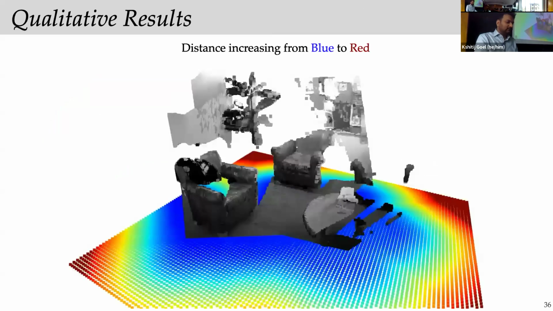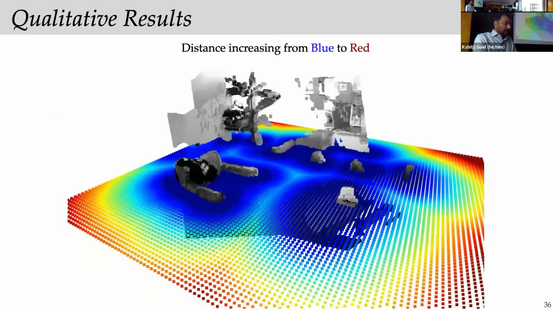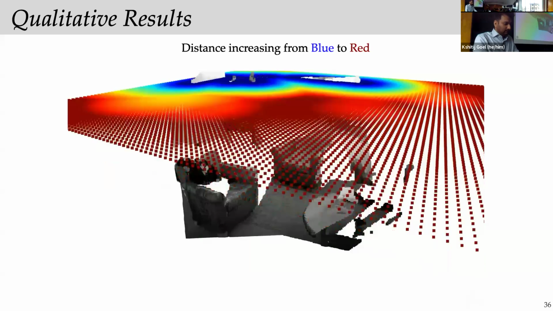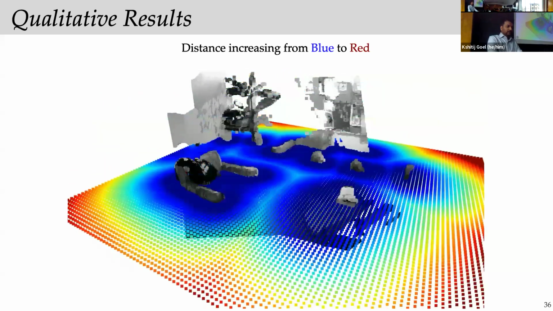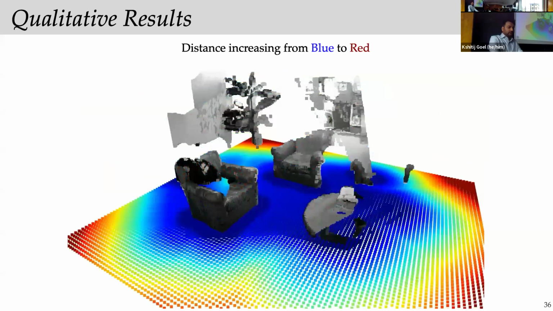Here's an example showing distance values of an ellipsoidal robot on a 2D grid of locations from a real-world point cloud modeled using Gaussian mixture models. So distance values increase from blue to red. Qualitatively, this distance field seems reasonable to use for collision avoidance.